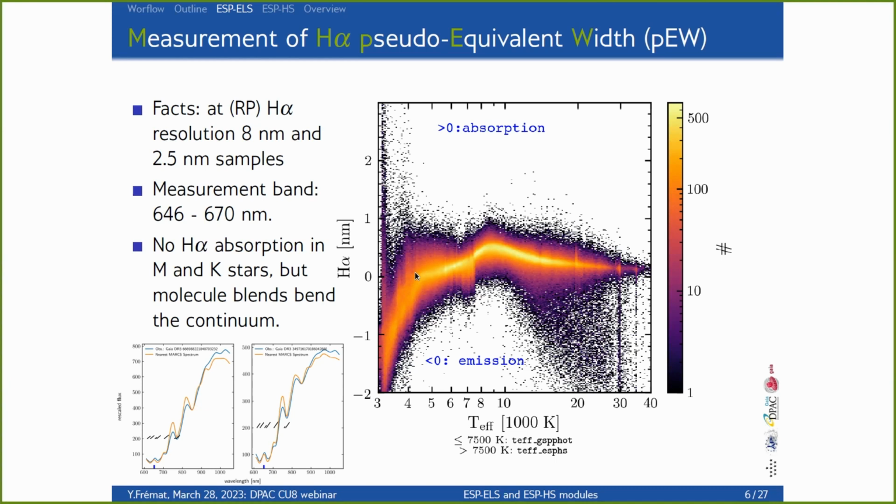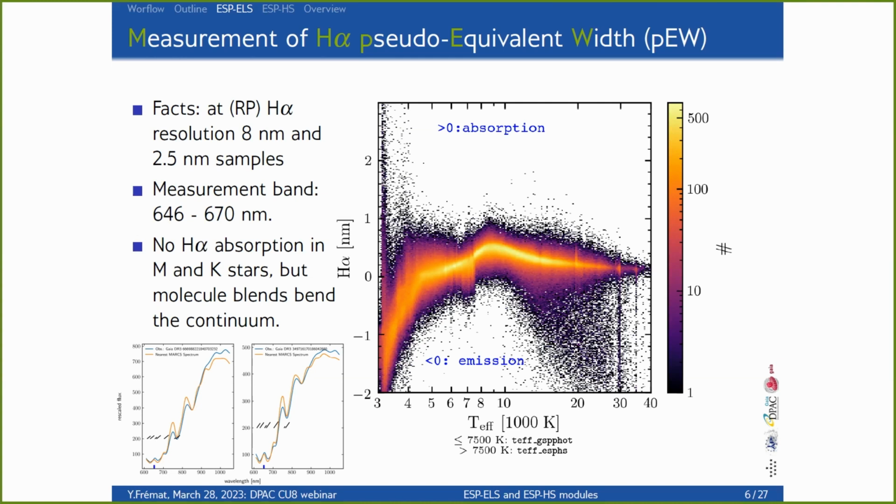But once we are below 5,000 K, we see that the value becomes very, very negative, mimicking a case where we would have, for example, emission in the H-alpha line. And that's exactly what I was showing here. That's just a spurious effect of this rule we decided to follow to measure the H-alpha equivalent width.